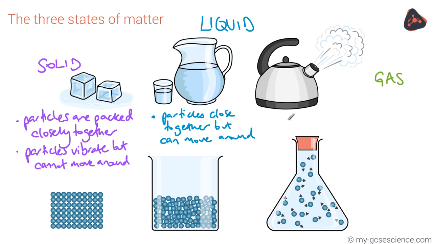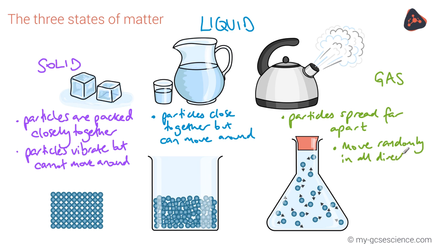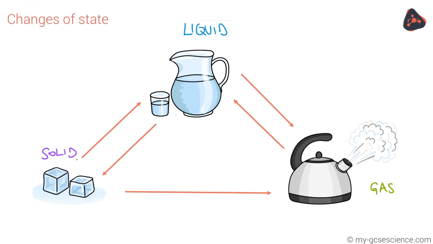In a gas, the particles are spread really far apart, and they move around randomly in all directions. They can be compressed easily so the particles can get closer together, and they can also be released and the particles spread further apart. Once you've got the idea of the basic states, we need to be able to discuss changes of state, how solids change to liquids, liquids change to gases, and vice versa.